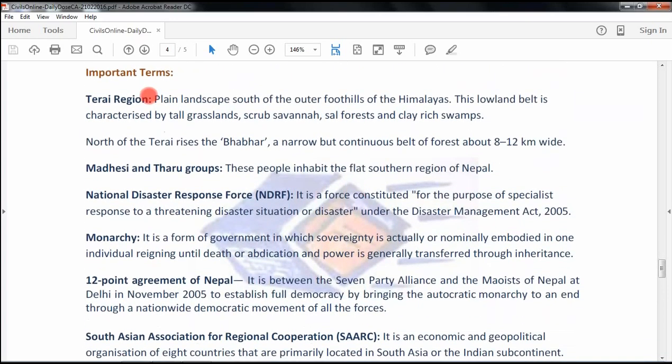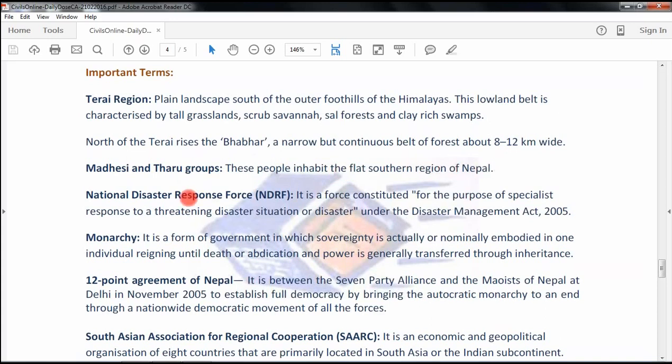What is the Terai region? It's a plain landscape south of the outer foothills of the Himalayas. This lowland belt is characterized by tall grasslands, scrubs, sal forests, and swamps. North of the Terai region is called Bhabar, a narrow but continuous belt of forest about 8 to 12 kilometers wide. Who are the Madeshi and Tharu groups? These people inhabit the flat southern region of Nepal.